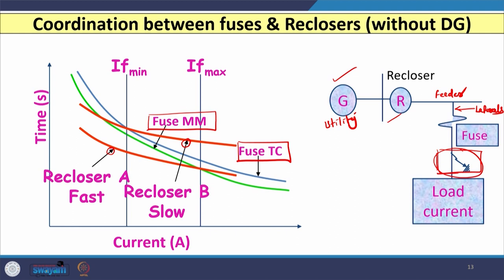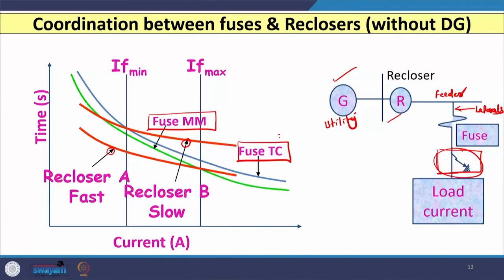Now, these two characteristics are normally provided by the fuse manufacturer, and the only difference between them is that in the fuse minimum melting characteristic, arcing resistance is not considered. Whenever the filament of the fuse melts, there is an arc for a fraction of a second between the two points. If we do not consider that, the characteristic is known as fuse minimum melting characteristic, and when we consider the arc resistance, it is known as fuse total clearing characteristic. So, fuse total clearing characteristic is always above the fuse MM characteristic because of the incorporation of arc resistance.